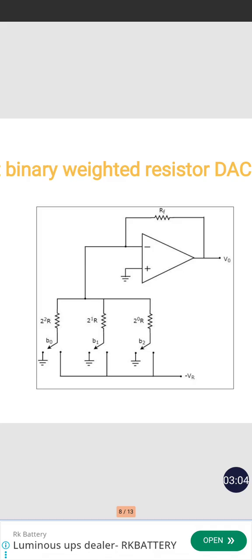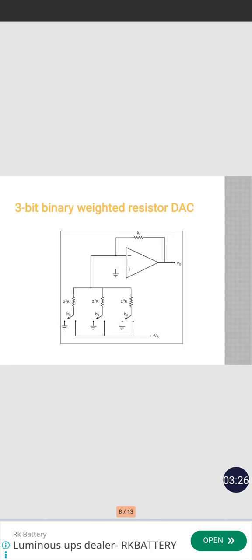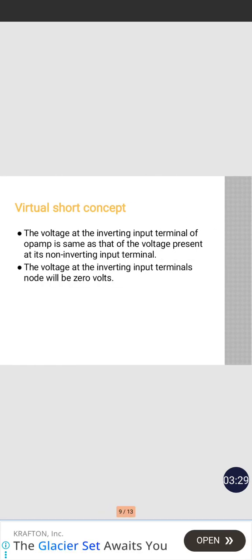Similarly, the digital switches are connected to the negative reference voltage, that is minus VR, when the corresponding input bits are equal to 1. And the non-inverting input terminal of an operational amplifier is connected to the ground. That means 0 voltage is applied to the non-inverting input terminal of the operational amplifier. And we are going to discuss the virtual short concept. The virtual short concept means the voltage at the inverting input terminal of an operational amplifier is the same as the voltage present at the non-inverting input terminal. So the voltage at the inverting input terminal node will be 0 volts.